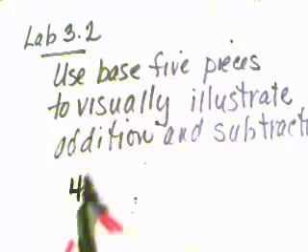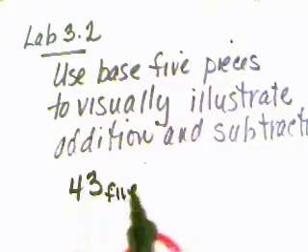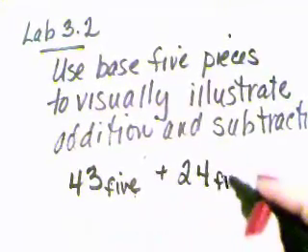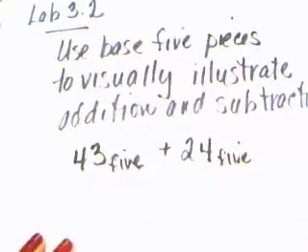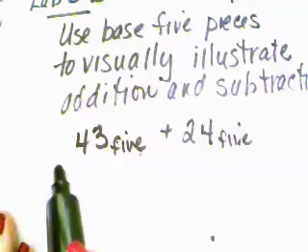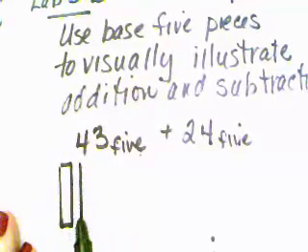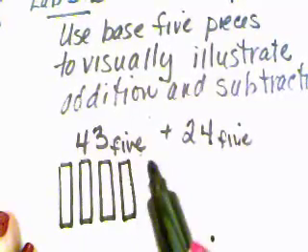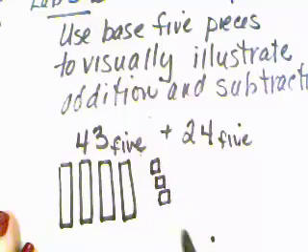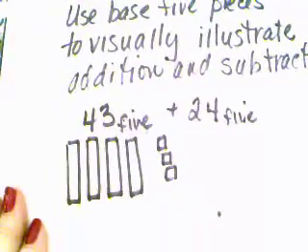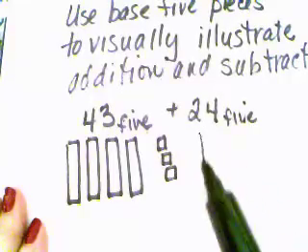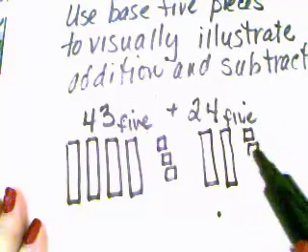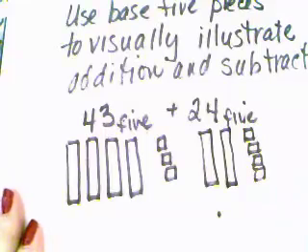If you want to add 43 base 5 to 24 base 5, you should get 4 longs. That represents the first number, and 3 units. And then you should get 2 longs and 4 units. That represents the second number.